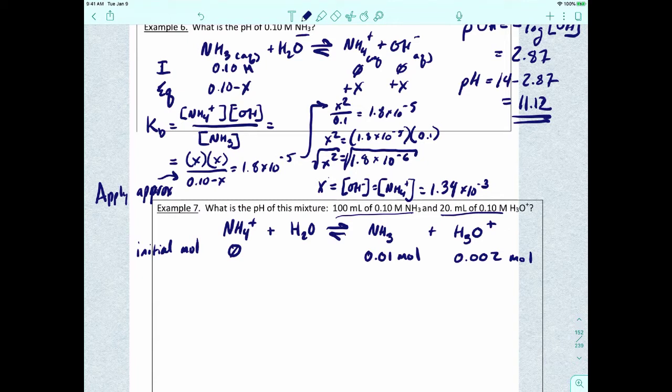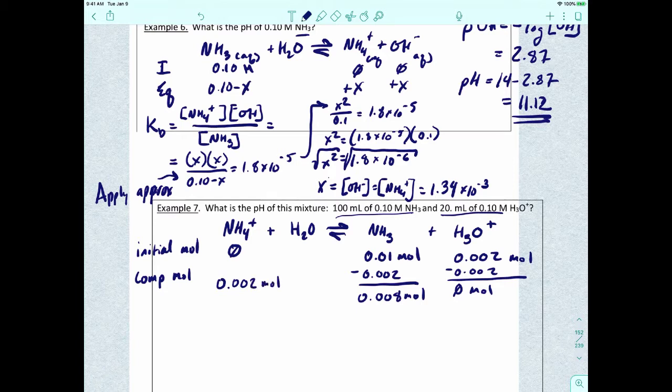Okay. All right, so now, if that's what we have initially, which one runs out first? Well, it's going to be the H3O plus. So we're going to subtract 0.002 from each of these. So minus 0.002 from H3O plus, we're going to have no moles of H3O plus left over. For the NH3, we're going to have about 0.008 moles left over. And since we used up all the H3O plus, that means we're also making some NH4 plus, so that's going to give us 0.002 moles of NH4 plus.